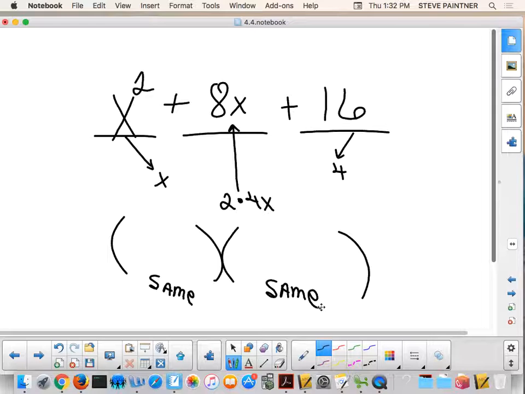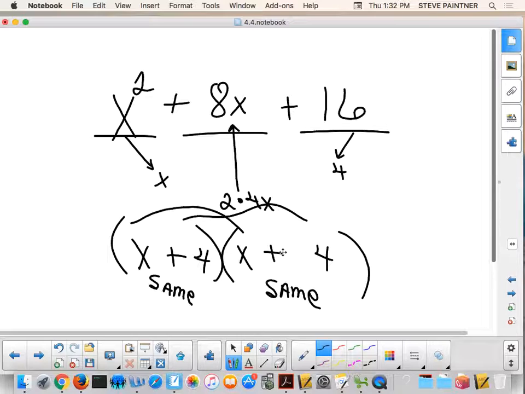All it is: first term times first term gives me this first term, x times x. The last term times the last term must give you the last term 16, 4 times 4. It's either x plus 4 times x plus 4, or x minus 4 times x minus 4, and they have to add up to positive 8. It's plus plus. That's the answer, and that's why you can factor these so quickly.